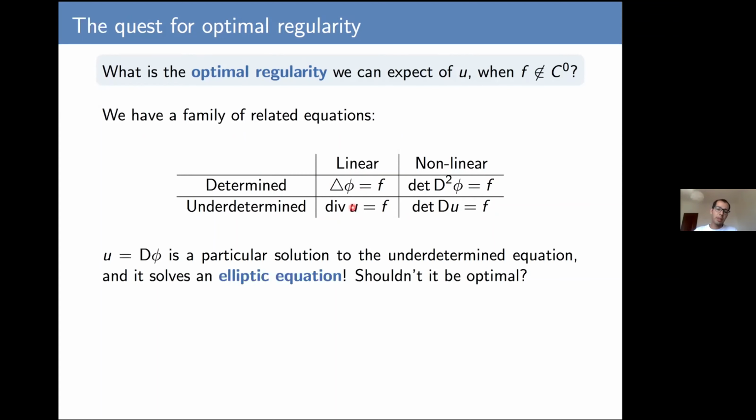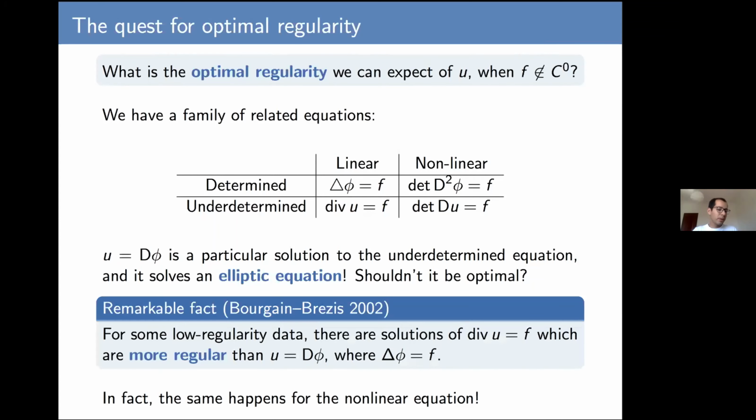So the point in this table, of course, is that you obtain particular solutions to the underdetermined equation by taking the gradient of a solution to the corresponding determined problem, right? So for instance, if I take grad phi and phi solves the Poisson equation, I will get a solution of the divergence equation, and likewise for Monge-Ampère. So now, of course, the question you ask is, okay, these equations are elliptic, they are beautiful, they have all these properties that we know and love. So what are you doing? I mean, you take the gradient of the elliptic equation and then you will get an optimal solution, right? How can you beat the Poisson equation? And the answer is that you can.